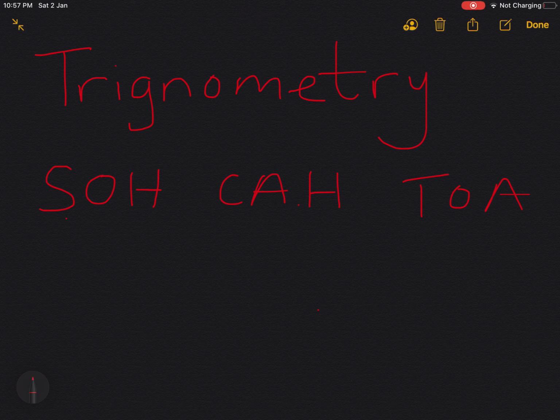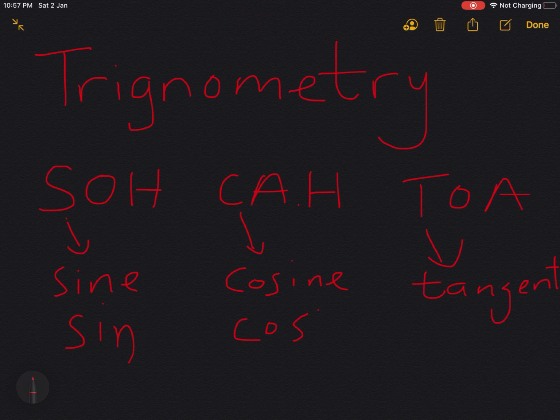SOH simply means sine. Most of the time you will see it written as sin, but it's still read as sine. The C in the CAH also stands for cosine, but most often you are going to see cos, and the T in the TOA stands for tangent, but almost always you see tan. So what does this SOH CAH TOA actually mean?